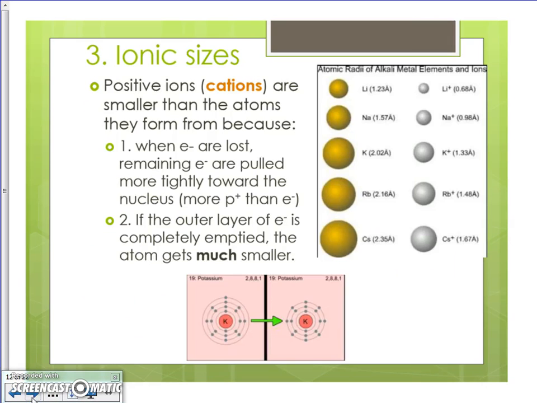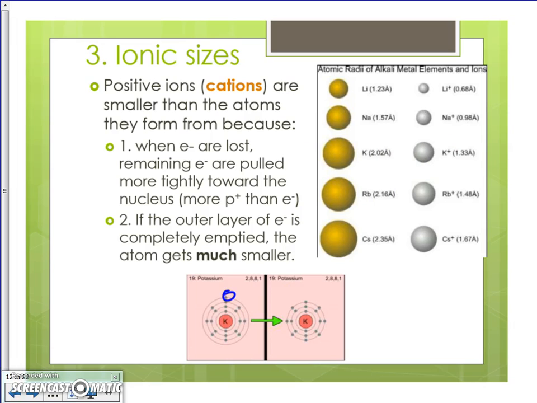Ionic size. Another thing we can do is remove or add an electron, and see how this changes the size. Positive ions, cations, are smaller than the atoms they form, for a couple of reasons. If we just look at lithium versus its charge, think about what happened to lithium here. It lost an electron. We've got potassium down below, so again, it gets smaller. Cations are smaller.